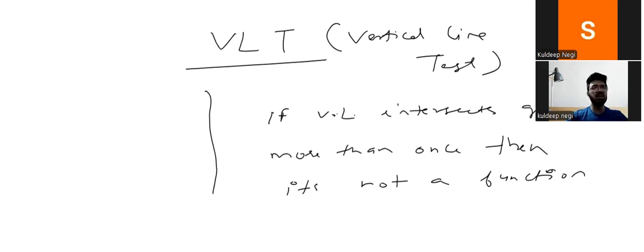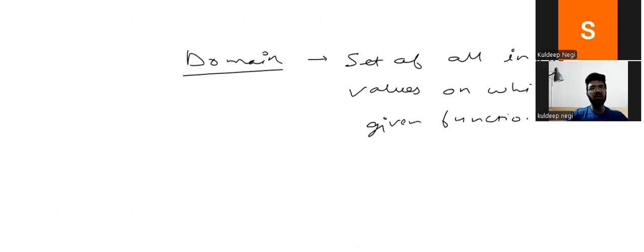Next concept is of domain. Domain is the collection of, or you can say the set of, all input values on which the given function is valid. Now, what is the meaning of valid function?